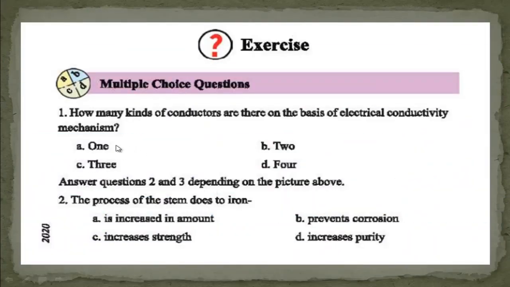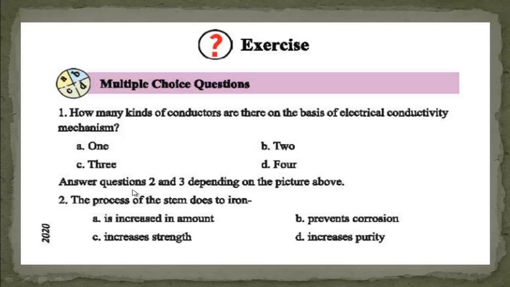At first, MCQ. How many kinds of conductors are there on the basis of electrical conductivity mechanism? You know that there are two types. They are electrolytic conductor and electronic conductor.